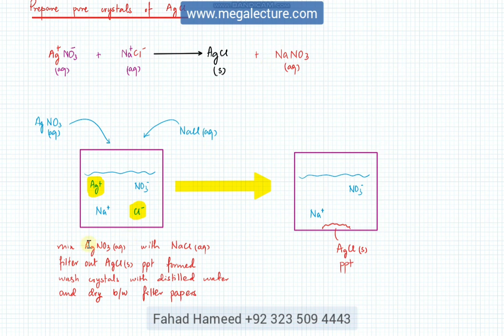And here's your description. Just mix silver nitrate and NaCl. Filter out the AgCl crystals as soon as they are formed. Wash the crystals with distilled water. But remember, they're insoluble crystals, so you can wash them. They're not going to dissolve in water. And you just dry the crystals between filter papers. And that's it.